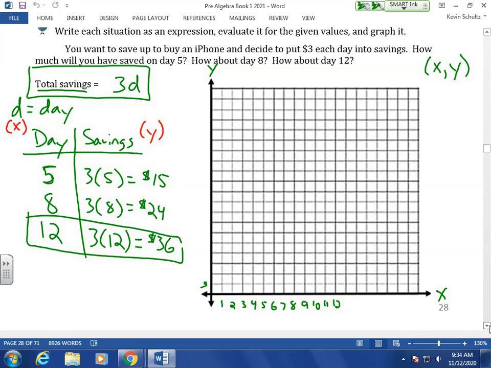So 3, 6, 9, 12, 15, 18, 21, 24, 27, 30, 33, 36. You probably don't need me to count. And we should get all the way up to 60, going up the side there, counting by 3s.